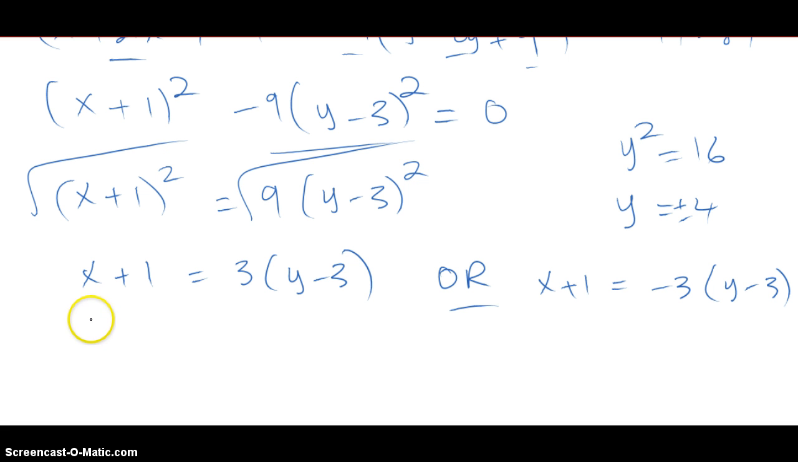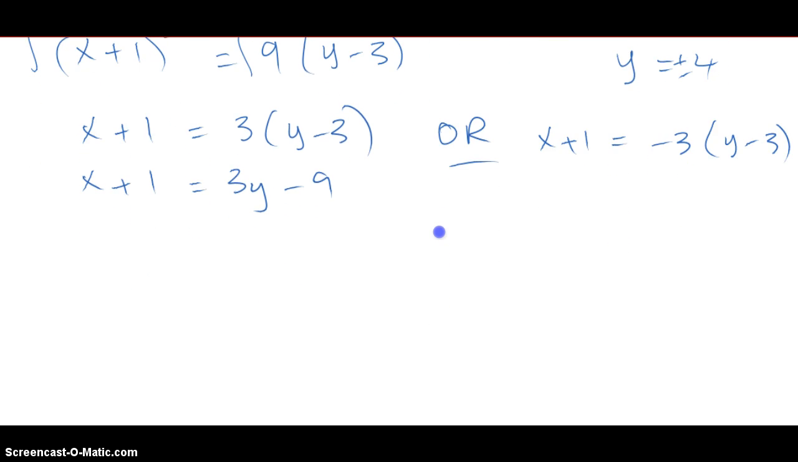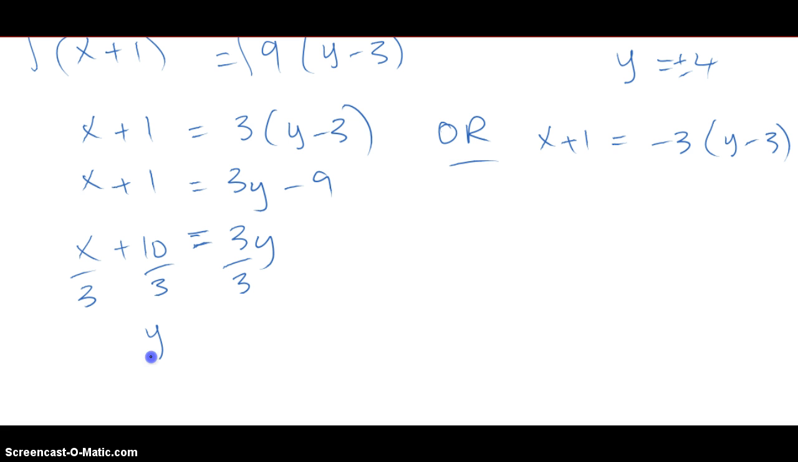So solving the first equation, we get x plus 1 equals 3y minus 9, and we probably should solve for y here. So that's going to be 3y, and bring the 9 over, so that's x plus 10, and then we divide by 3, and divide by 3, and we get y equals 1/3 x plus 10/3. So that's one of the lines.